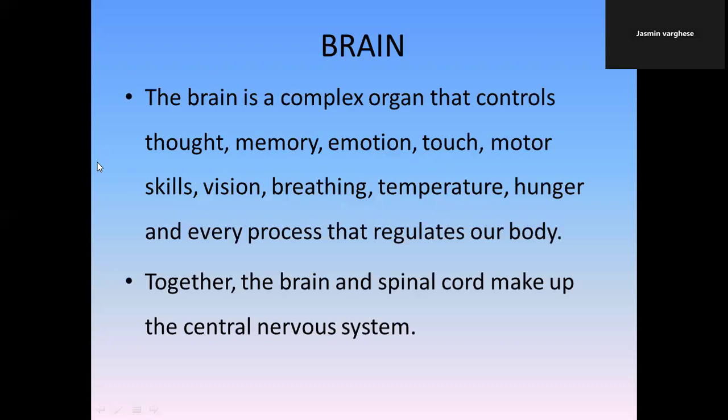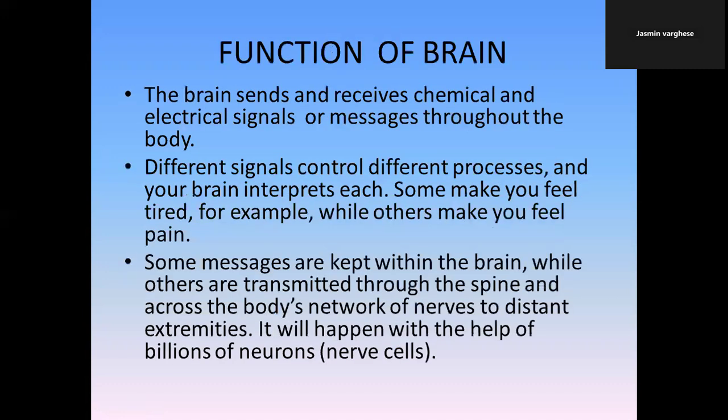The brain is a complex organ that controls thought, memory, emotion, touch, motor skills, vision, breathing, temperature, hunger, and every process that regulates our body. Together, the brain and the spinal cord make up the central nervous system, or CNS.